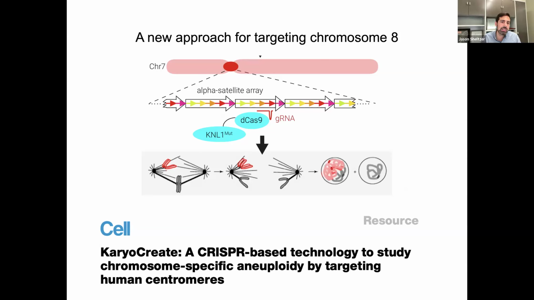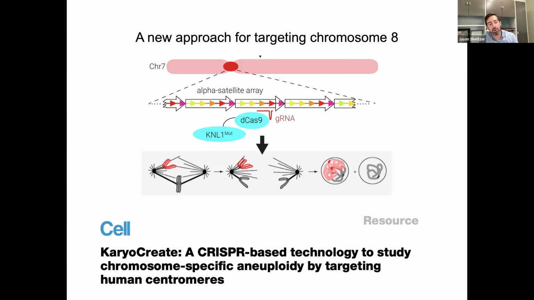And the kinetochore is the region where microtubules attach to a chromosome during mitosis. Microtubules are what pull chromosomes apart during mitosis. And by creating a faulty kinetochore, you block the segregation of that chromosome. You basically prevent that chromosome from being pulled during mitosis, leading to chromosome missegregation.